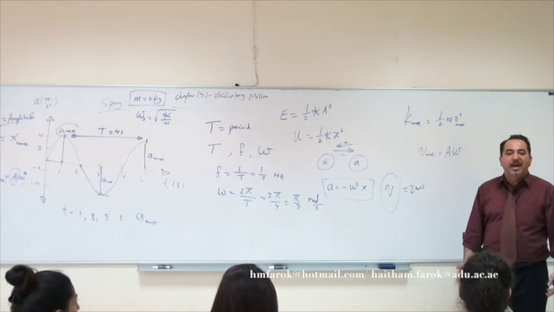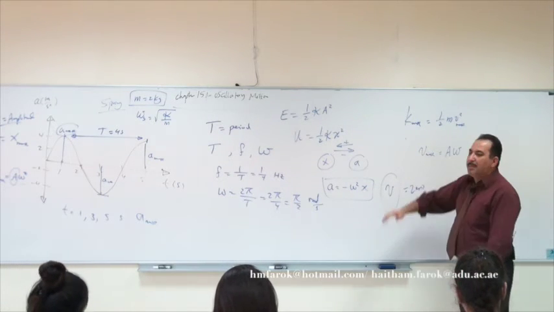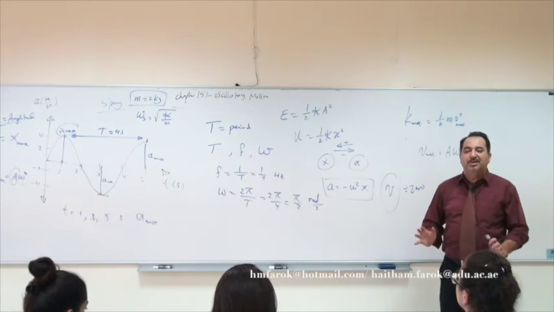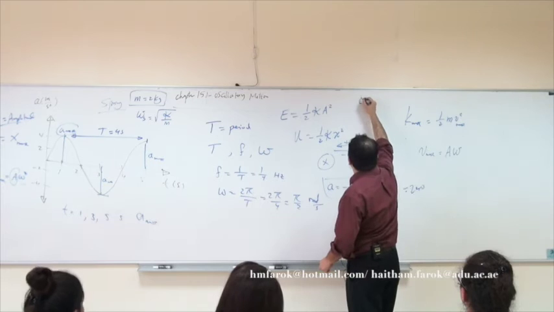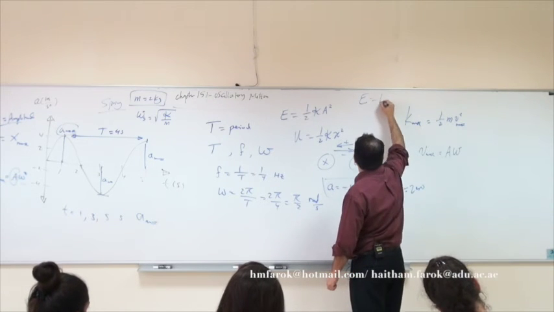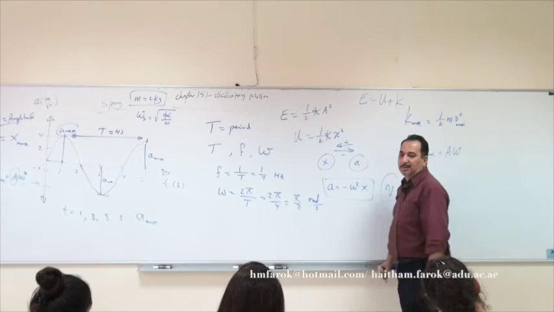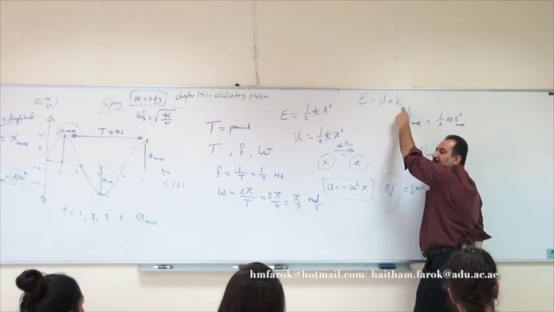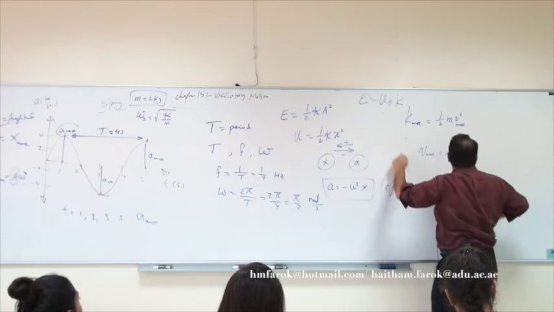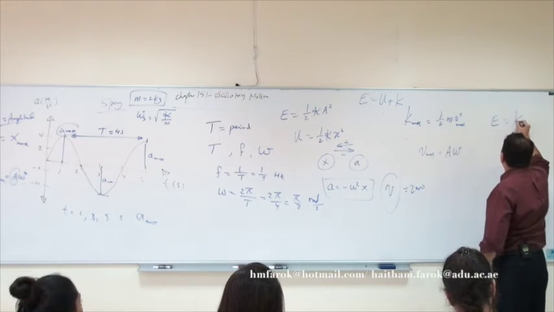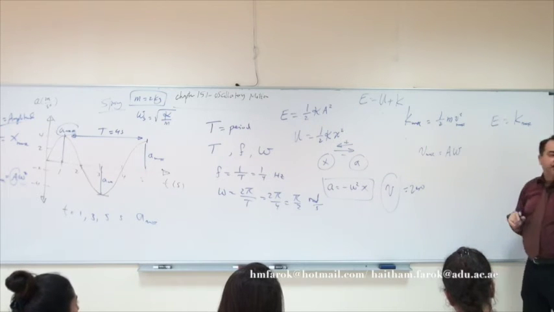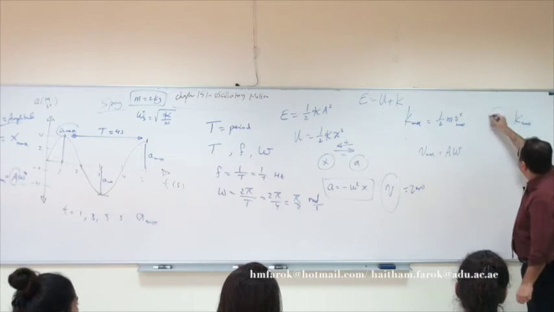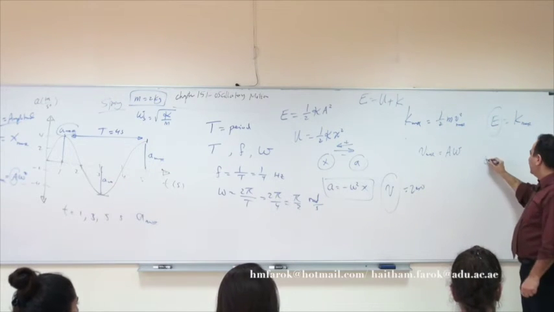Right, I want another way to find K max, not using V max. Think energy. E, total energy, is U plus K. So when you want maximum K, U is 0, so what is K max equal to? Don't forget that. So E is equal to K max. Okay, so now, if you want K max and you don't have V max, you have to find E. How do you find E?